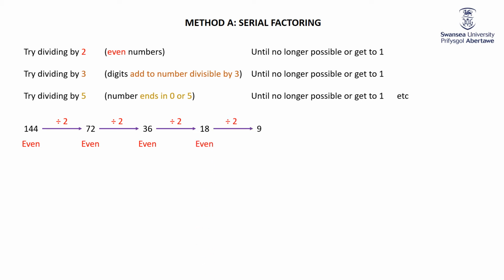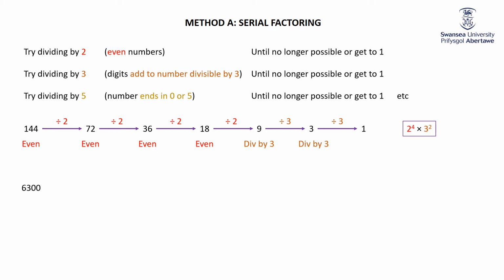And we get 9. Now we can't divide 9 by 2, so let's try dividing it by 3, and I hope you would agree that we can divide 9 by 3 to get 3, and we can divide 3 by 3 to get 1. So what we've had to do to get 144 down to 1 is we've divided by 2 and 2 and 2 and 2 and then 3 and 3. So we say that the factors of 144 are 2, 2, 2, 2, 3, 3, or 2 to the 4th times 3 squared. So 4 2s and 2 3s.